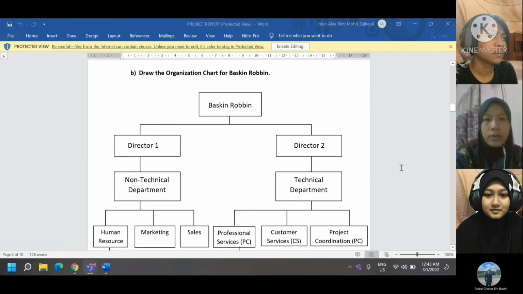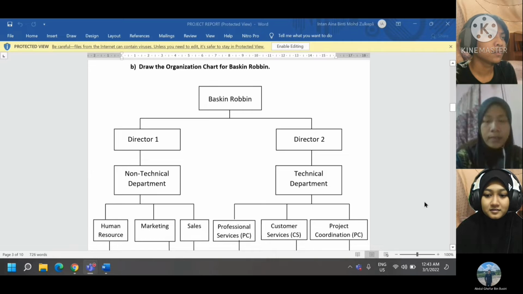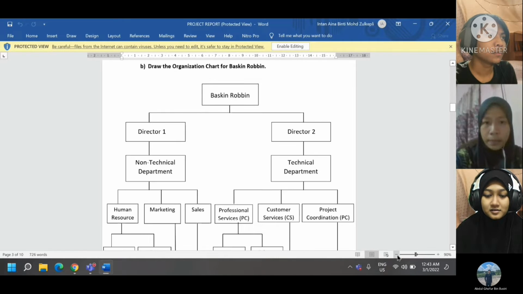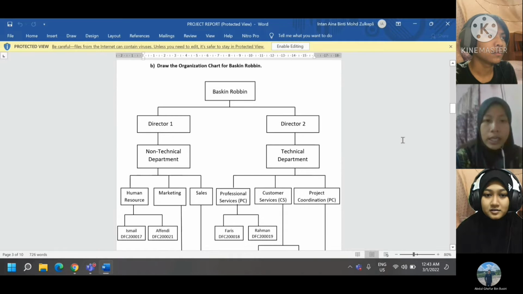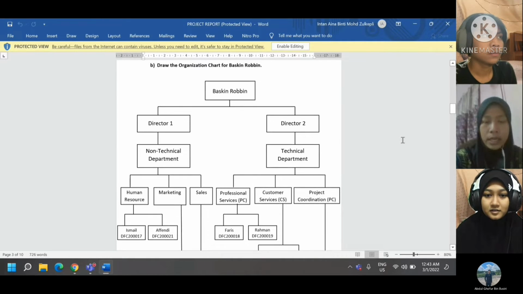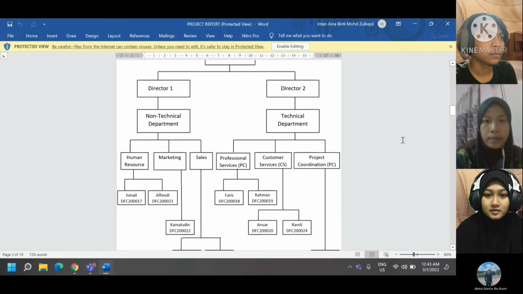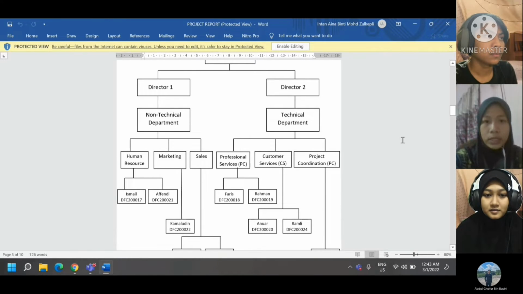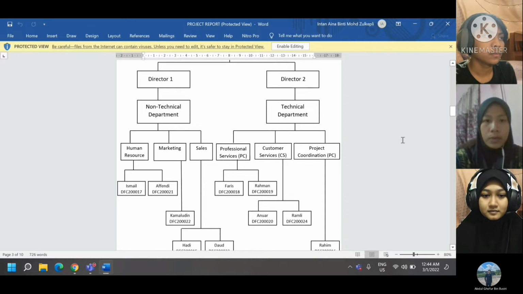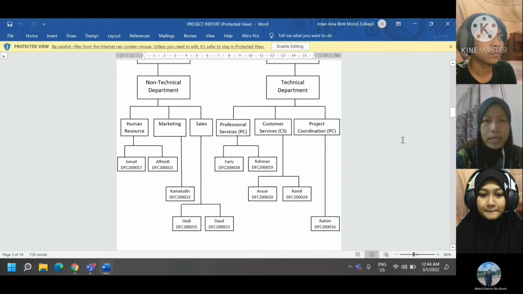Second question is to draw the organization chart for Baskin-Robbins. For level 1, we have the company name, that is Baskin-Robbins. For level 2, we have Director 1 and Director 2 below Baskin-Robbins. For level 3, we have the non-technical department below Director 1 and the technical department below Director 2. For level 4, we have human resources, marketing, and sales below the non-technical department, and we have professional service, customer service, and project coordination below the technical department.